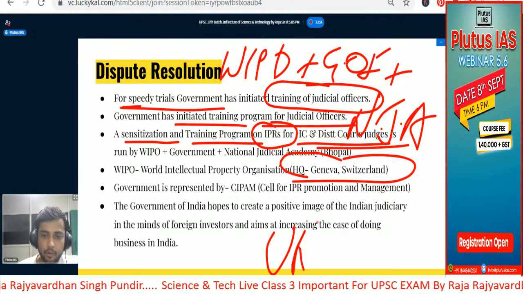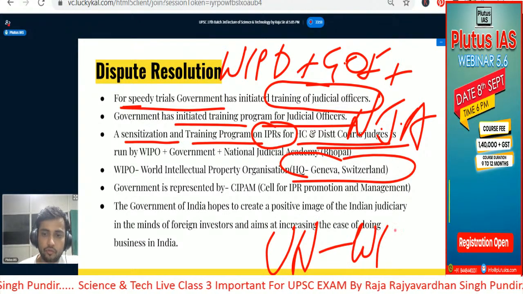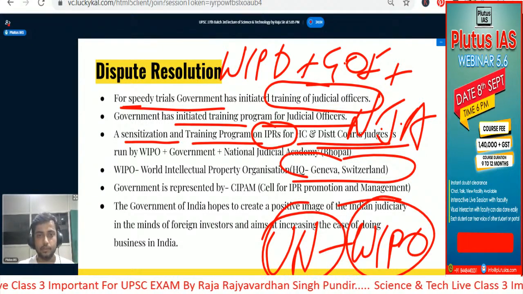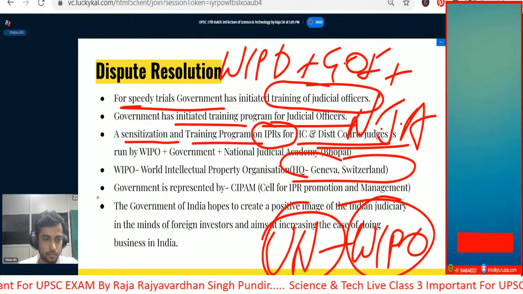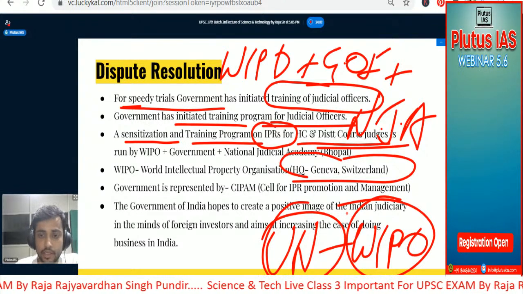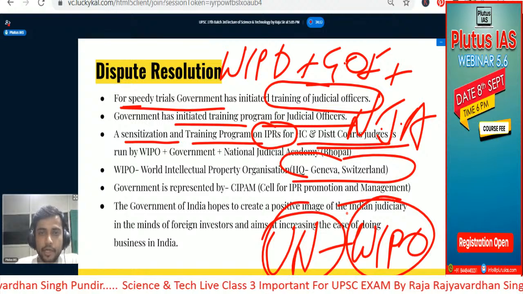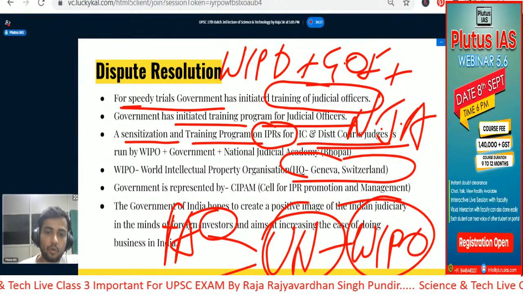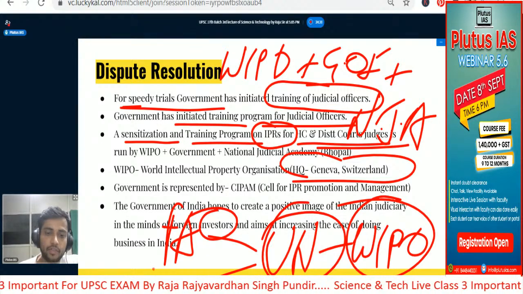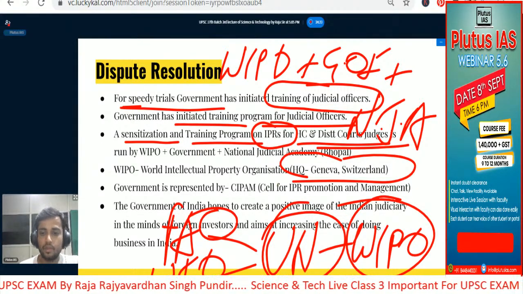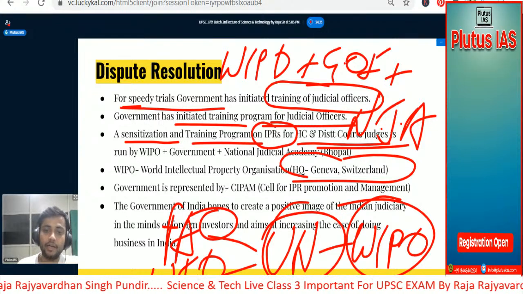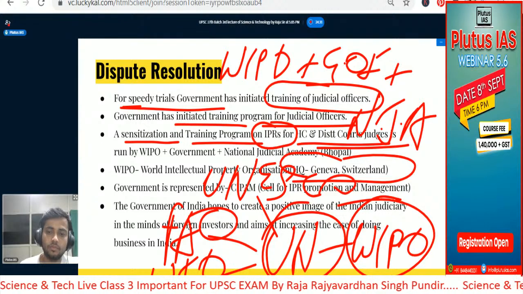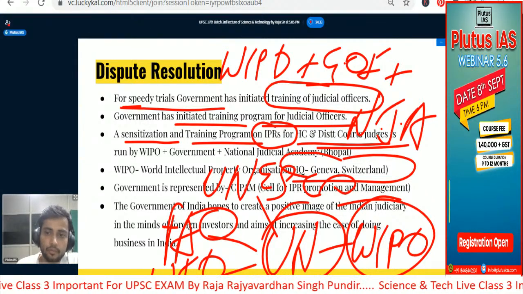See, WIPO is a specialized agency of the United Nations. The United Nations has many specialized agencies, and one of those agencies is WIPO, the World Intellectual Property Organization. Examples of other agencies are the Food and Agriculture Organization, the WTO, and UNESCO. And similarly we have this WIPO.